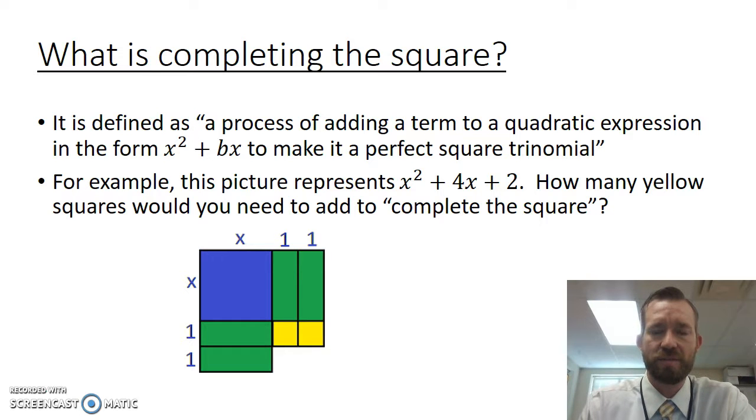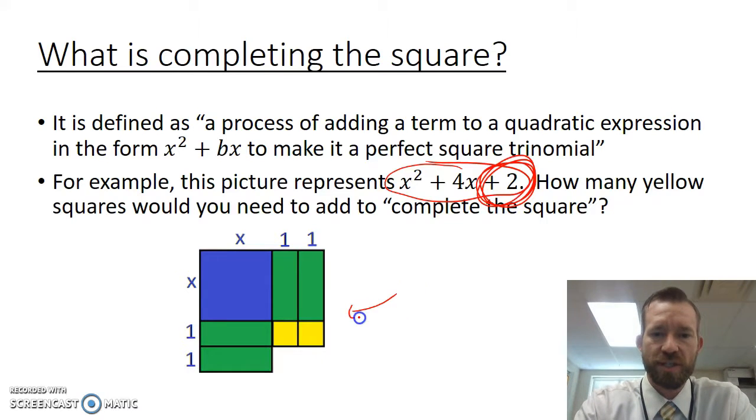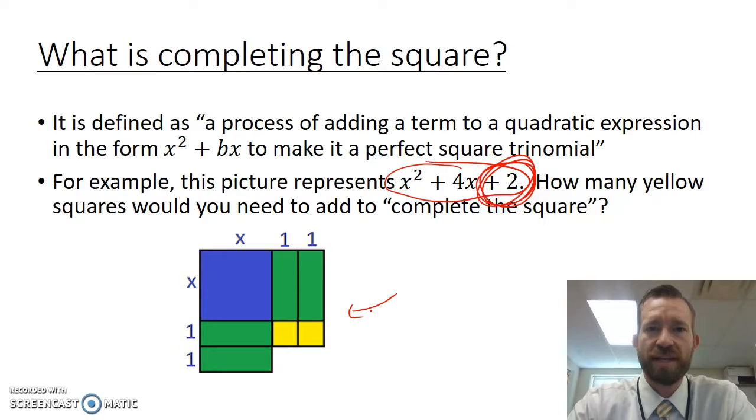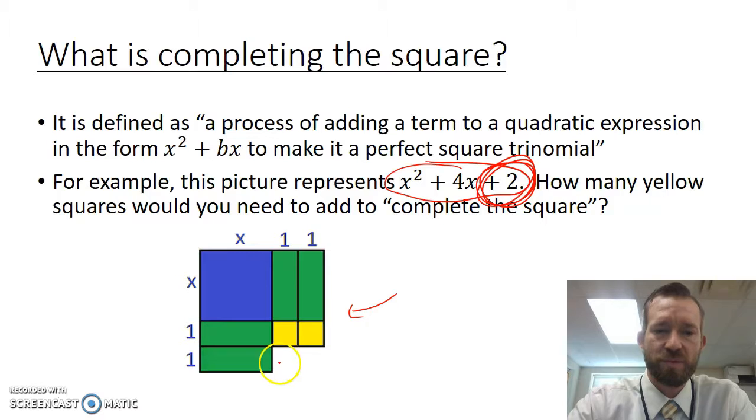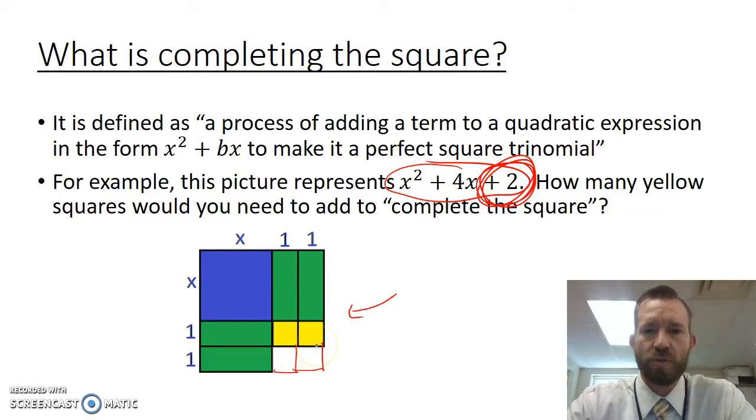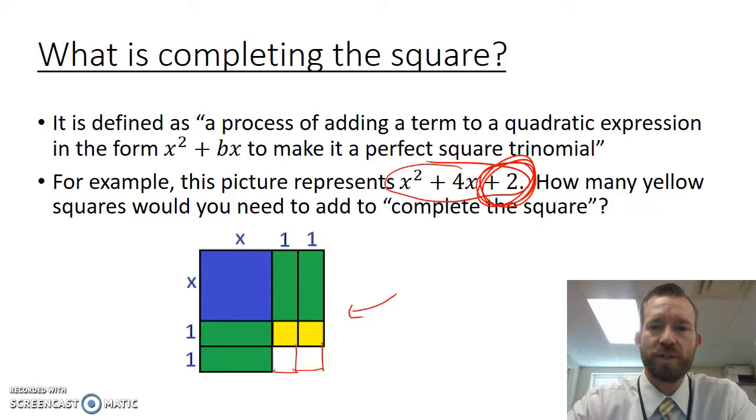Well, really, it's a geometry idea. It's geometric. There's this quotation here, defined as the process of adding a term. When you see an expression like x squared plus 4x plus 2, oftentimes that last number isn't what you want. It isn't a completed perfect square. In this picture, what we are looking for is how many yellow squares would be needed to make a perfect square. In this case, we're missing 2. We need 2 extra yellow squares for a total of 4.